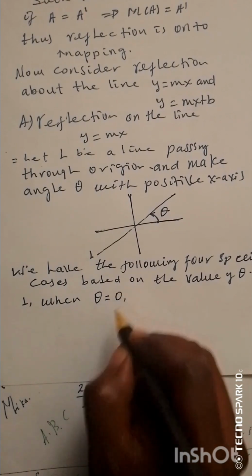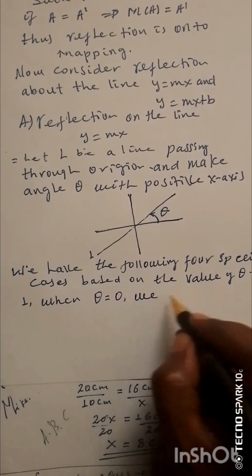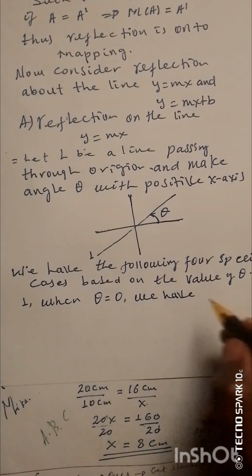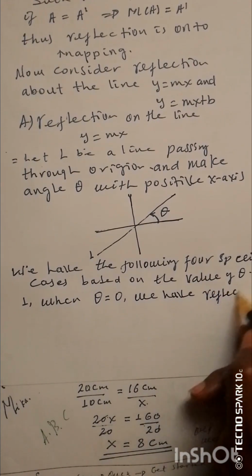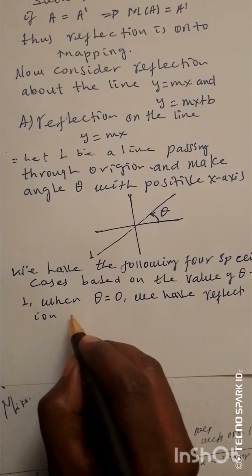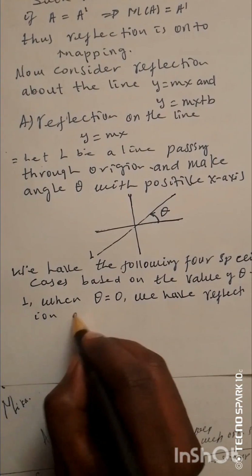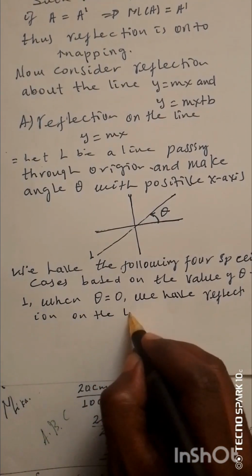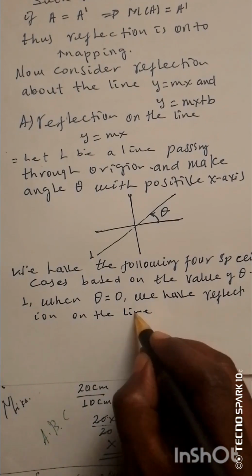The first property is when theta is equal to 0. In this case, we have reflection in the positive x-axis because the line is on the positive x-axis, so theta is 0. Theta is 0 means cos theta is 1, sin theta is 0. So we have a reflection on the positive x-axis.